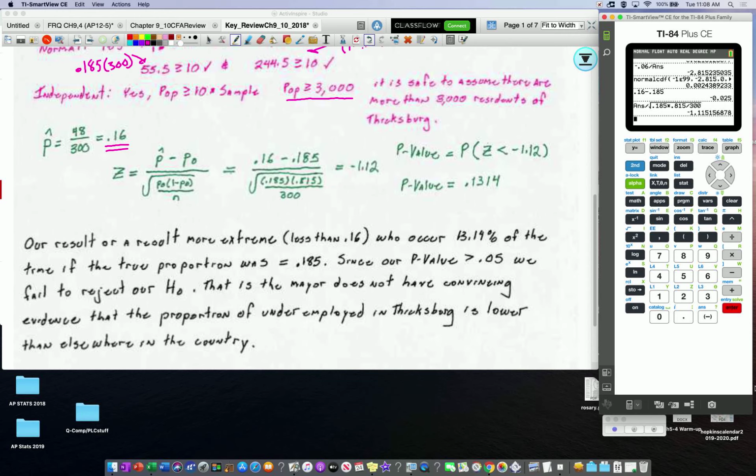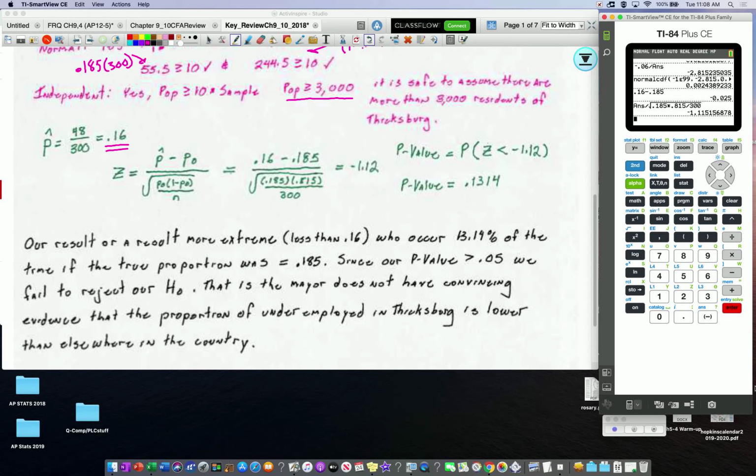Okay, so what does that mean? Since our p-value is greater than 5%, we fail to reject our null hypothesis. That is, the mayor doesn't have convincing evidence that the proportion of underemployed in Vicksburg is lower than elsewhere in the country. Even though it was lower, it's not significantly lower. At least we don't have statistical evidence to support it. Okay, so that takes care of the first problem.